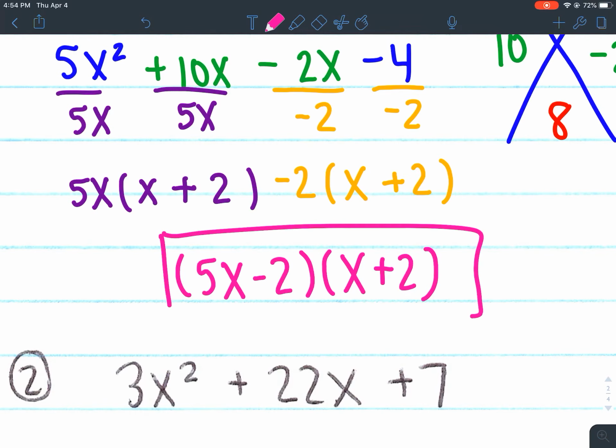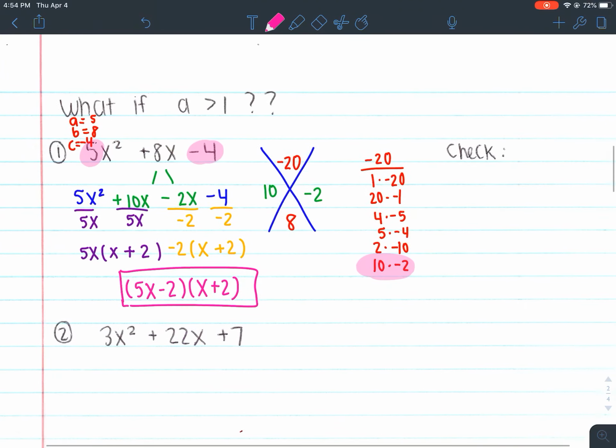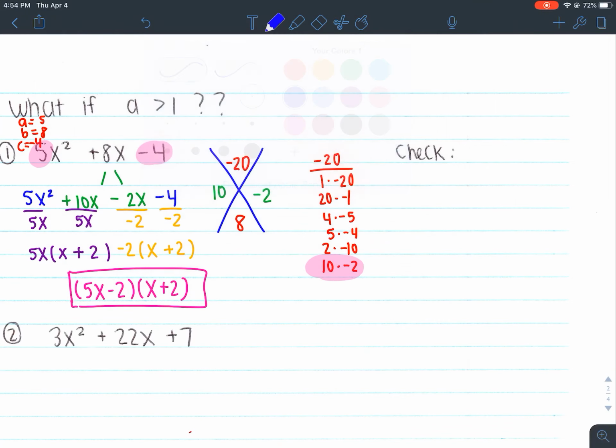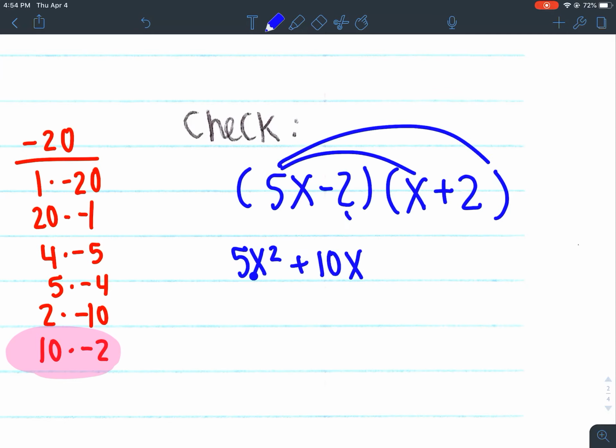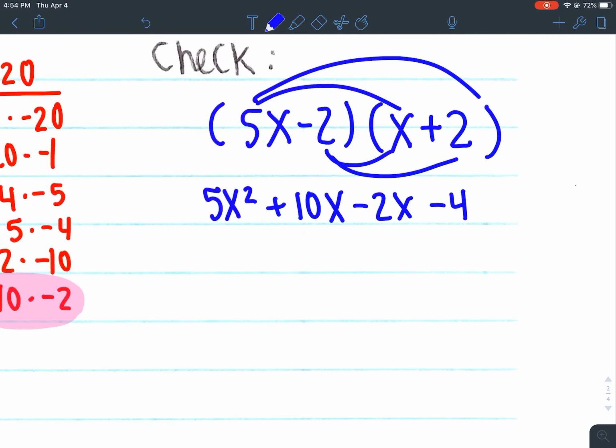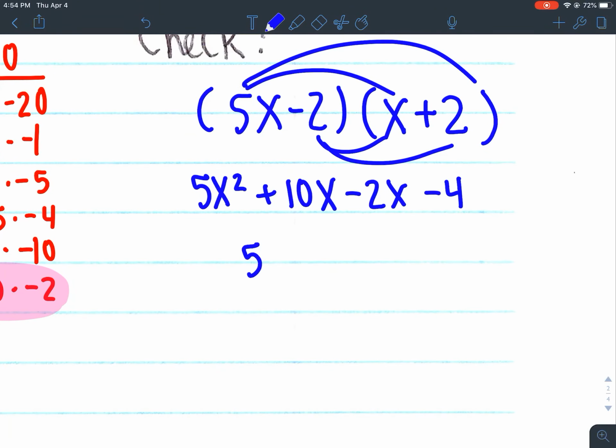You always want to check to make sure those parentheses match, to make sure you got it correct. But just to be sure, I'm going to double distribute to check. 5x times x is 5x squared. 5x times 2 is plus 10x. Negative 2x, negative 4. So that's going to be 5x squared.